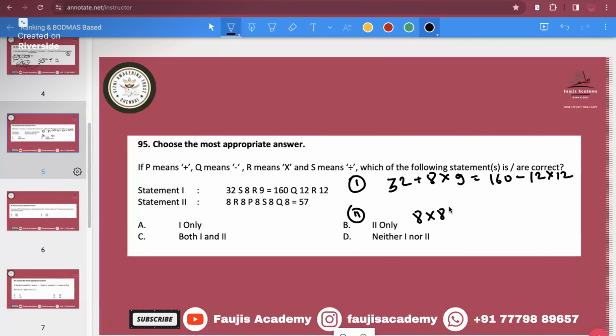8R, 8P, 8S, and 8Q. 8Q means minus 8 is equal to 57. Now tell me which of these two are correct. This is your 4 and this 9. 36 and 160 minus 144 is how much? This is where you will do the silly mistake. 16, sir. Sorry?